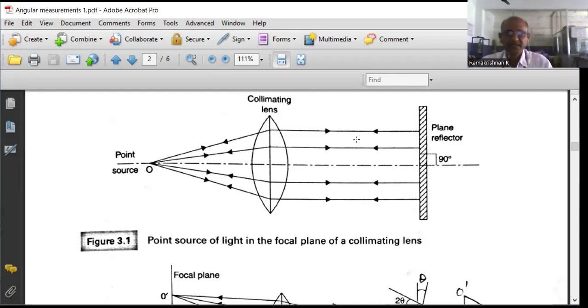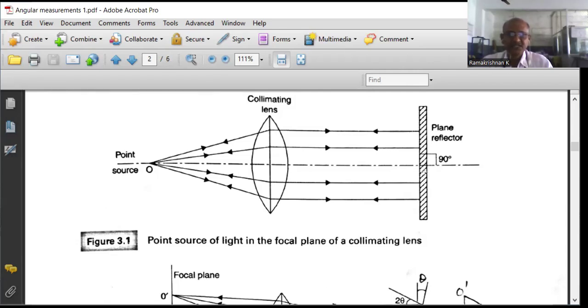The collimated rays emerging from the collimating lens are made to strike a plane reflector, like a glass surface. The plane reflector is exactly set at 90 degrees to the optical axis of the lens. The light rays incident on the plane reflector are reflected back through the collimating lens and again reach the same point source O, if the reflector is exactly at 90 degrees.